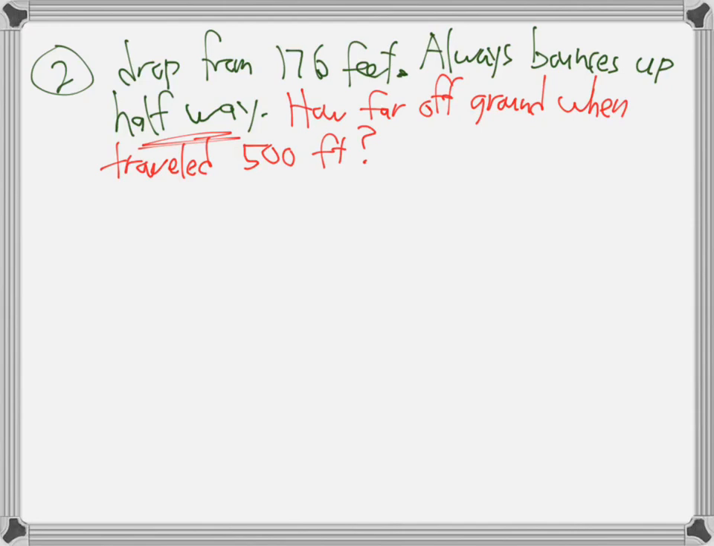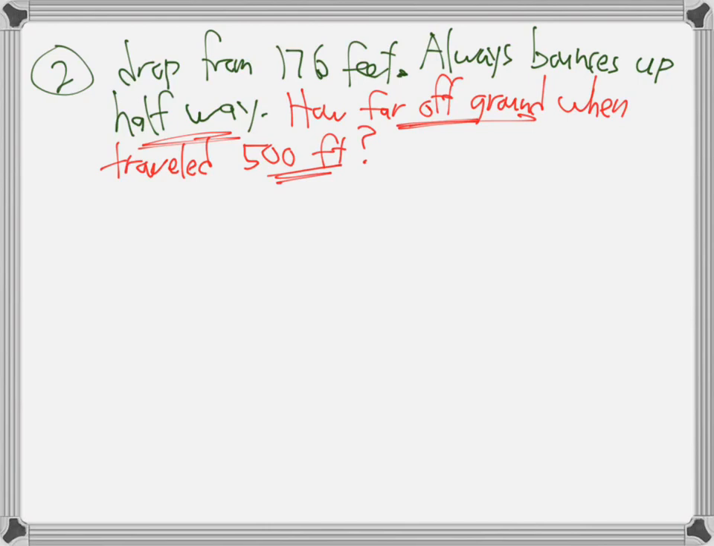I think it means when it's gone up and down 500 feet total. Yeah, the travel is the up and the down. It's not going sideways, right? We're just taking that ball and letting go from way up high, 176 feet. It comes down, boing, bounces up halfway, boing, boing, lower, lower, lower. But that whole time it's traveling, down and then up, and then down and then up. And we want to know, where exactly will it be, how far off the ground when it's traveled 500 feet?